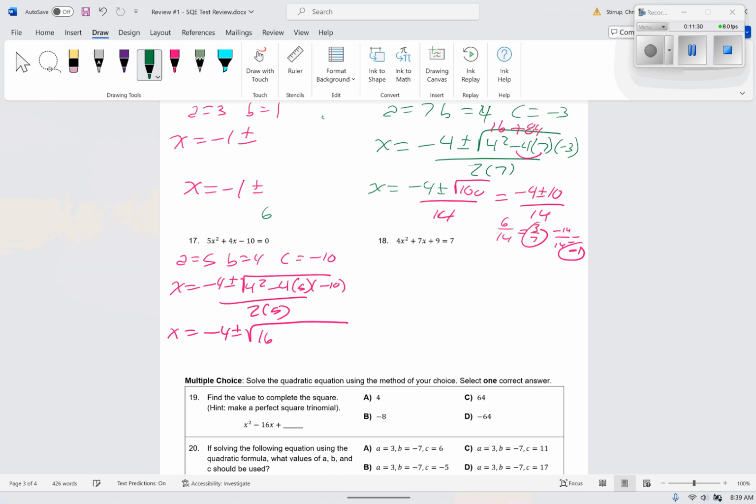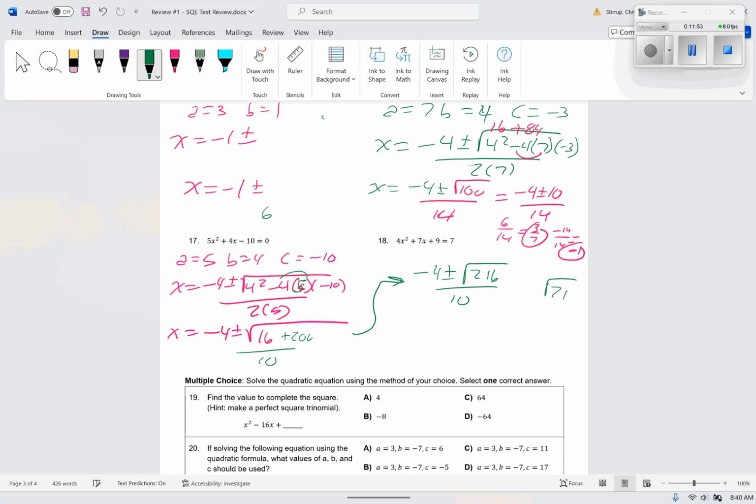What else we got? That's -20, because that's a 5, right? So -20 times -10. That's going to be +200 over 10. So I'm going to lead over here and then I'll erase it. So I get -4 plus or minus 216 over 10.